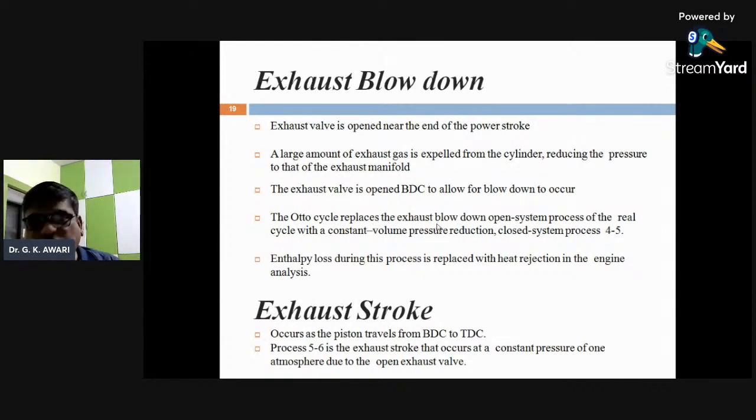So exhaust blowdown: the exhaust valve is open near the end of the power stroke, meaning when the power stroke is being completed, the exhaust valve opens. A large amount of exhaust gas is expelled from the cylinder, reducing the pressure to that of the exhaust manifold, and the exhaust valve is opened at BDC.